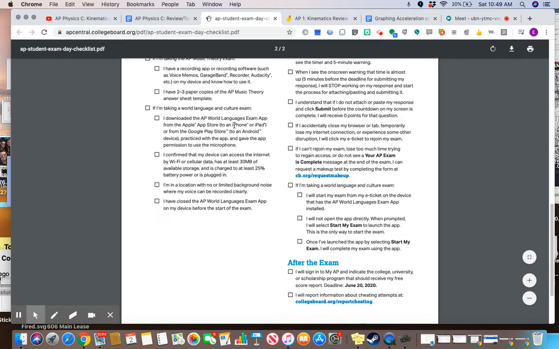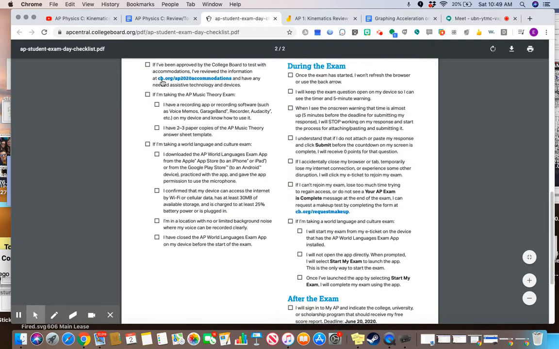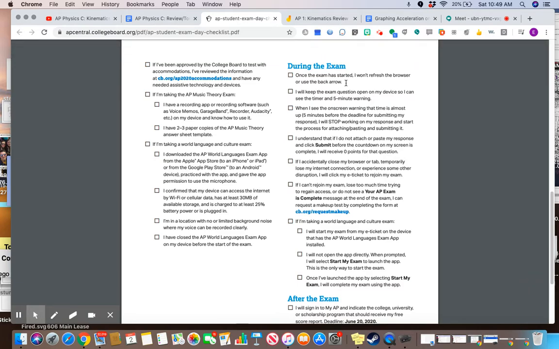If you need extra time accommodations, you should have already dealt with that, but that doesn't apply to you. During the exam, it's very important that you do not refresh the browser or go back. On the actual exam, there is a timer, and it will give you a 5-minute warning when you need to upload.